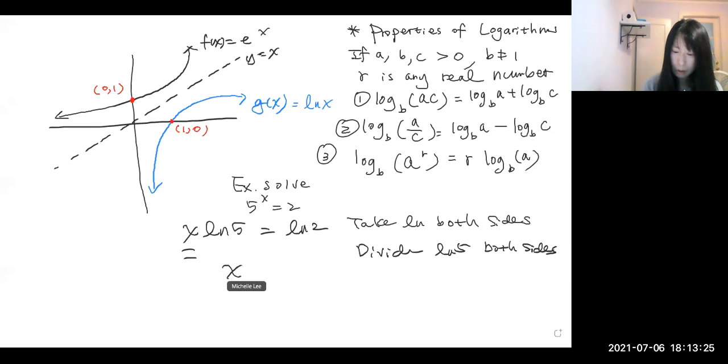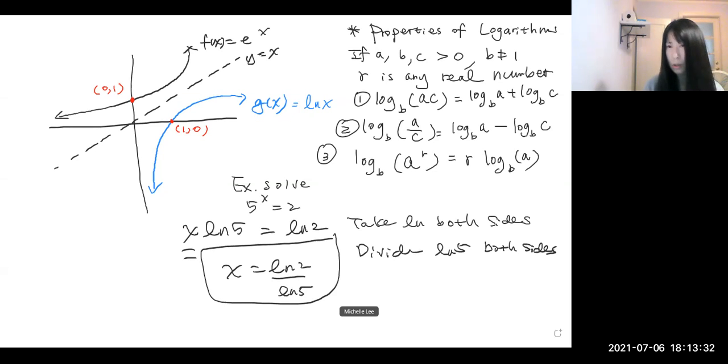So we have x equal to ln 2 over ln 5, okay? So this is the answer. You can do the log, you can do that, same answer we get, okay? All right. Let me erase this one. All right, so we're gonna do calculus stuff.